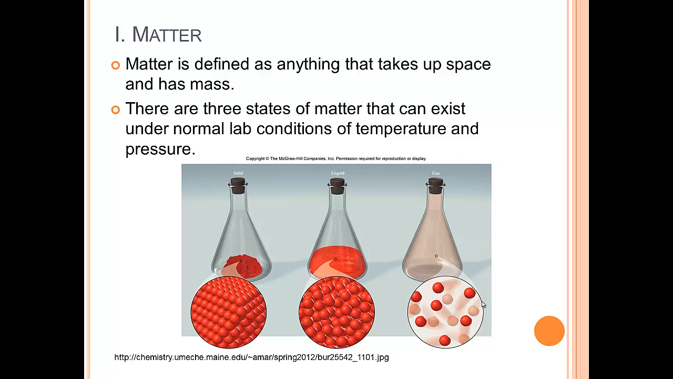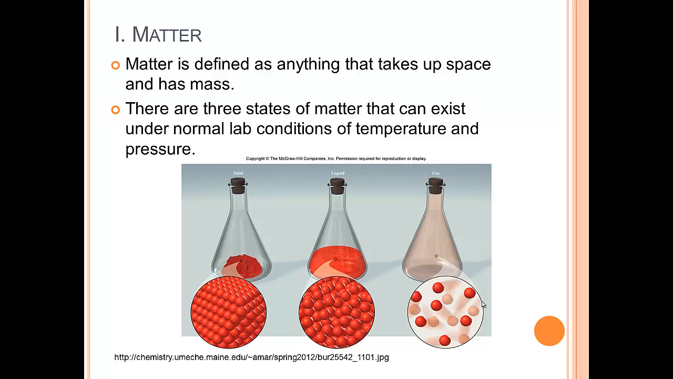There are three states of matter that can exist under normal lab conditions of temperature and pressure, so we are not going to talk about an ionized gas here. The first one is a solid, and then we have liquid, and then we have a gas. In the picture below, you can see how they interact with the container that they are in.